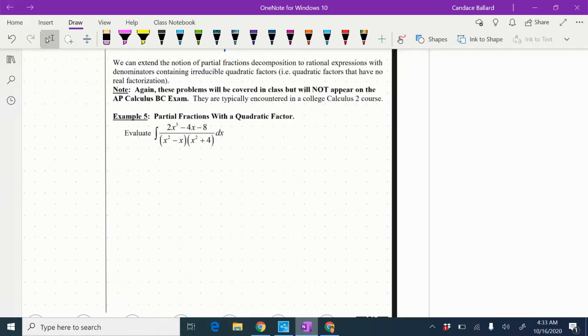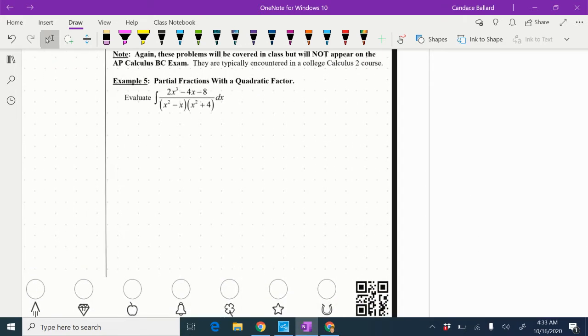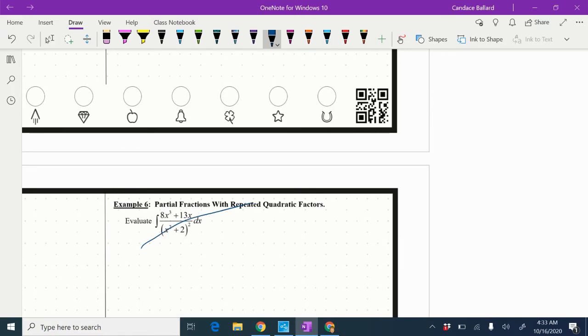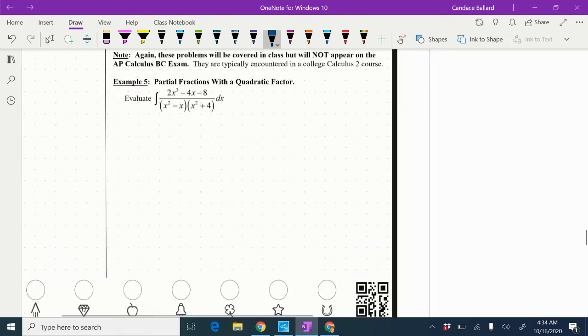So in example 5, we're going to switch in 6.12 still. We're going to switch to looking at what happens when we have a quadratic factor. If you do run out of space on this page, which I did give you about half a page, we aren't going to do example 6 over here on this page. I decided that one was a little bit too much. So you can use that space on that other page if you need to.